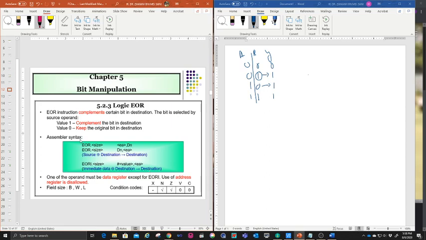Exclusive OR. Same thing, you can see that, but the definition is: let's say for example A and B and Y, you have 0, 0, you have 0, 1, you have 1, 0, you have 1, 1, so this is going to be 0, this is 1, this is 1, this is going to be 0. So if you have value 1, you will complement the bit in destination. Complement means it's going to change it from 0 to 1 or 1 to 0.